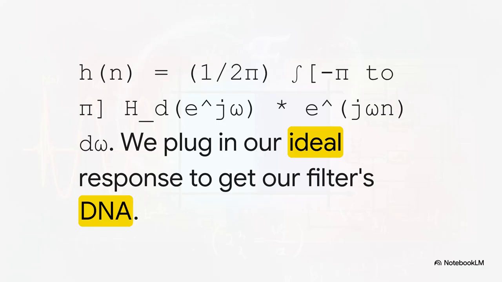Now here's the engine that powers the whole process. I know, the integral might look a little intimidating, but the idea behind it is actually pretty straightforward. We're just taking our ideal brick wall response, which is our H_d, plugging it into this formula, and adding it all up across all the frequencies. The result is h(n), the specific coefficients that are basically the DNA of our filter.